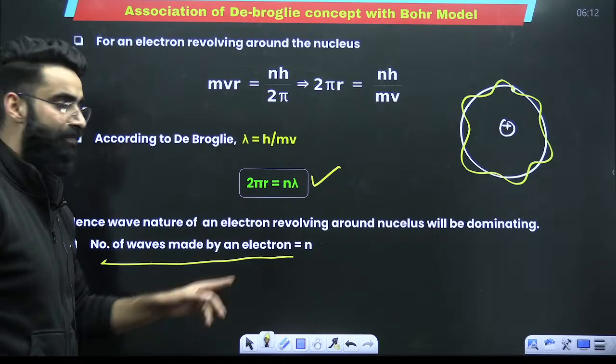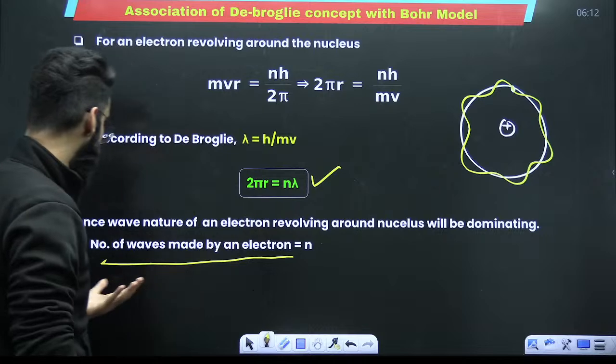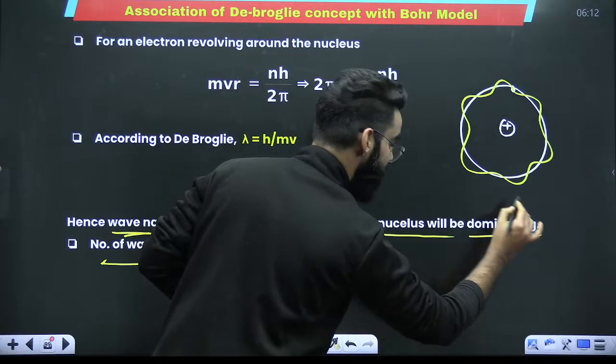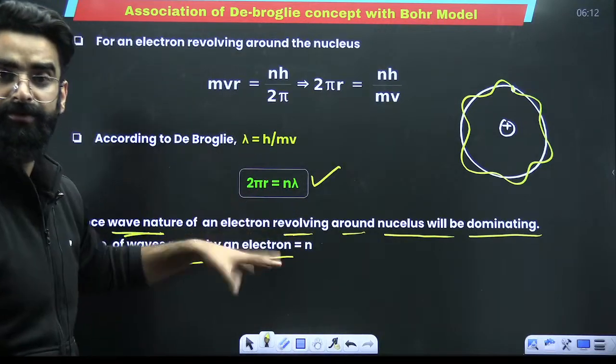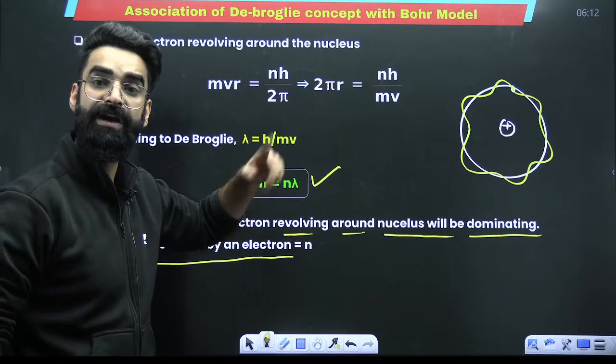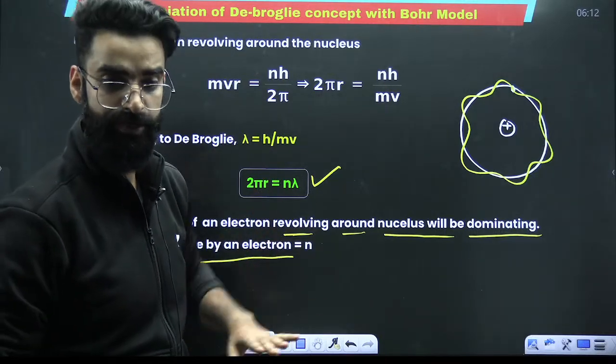Perfect. So from this particular result, what are we concluding? We are concluding the wave nature of the electron revolving around the nucleus will be dominating. When you related your Bohr's theory with the de Broglie's concept, you got to know that when the electron revolves around the nucleus, its wave nature predominates. Its wave nature dominates basically.